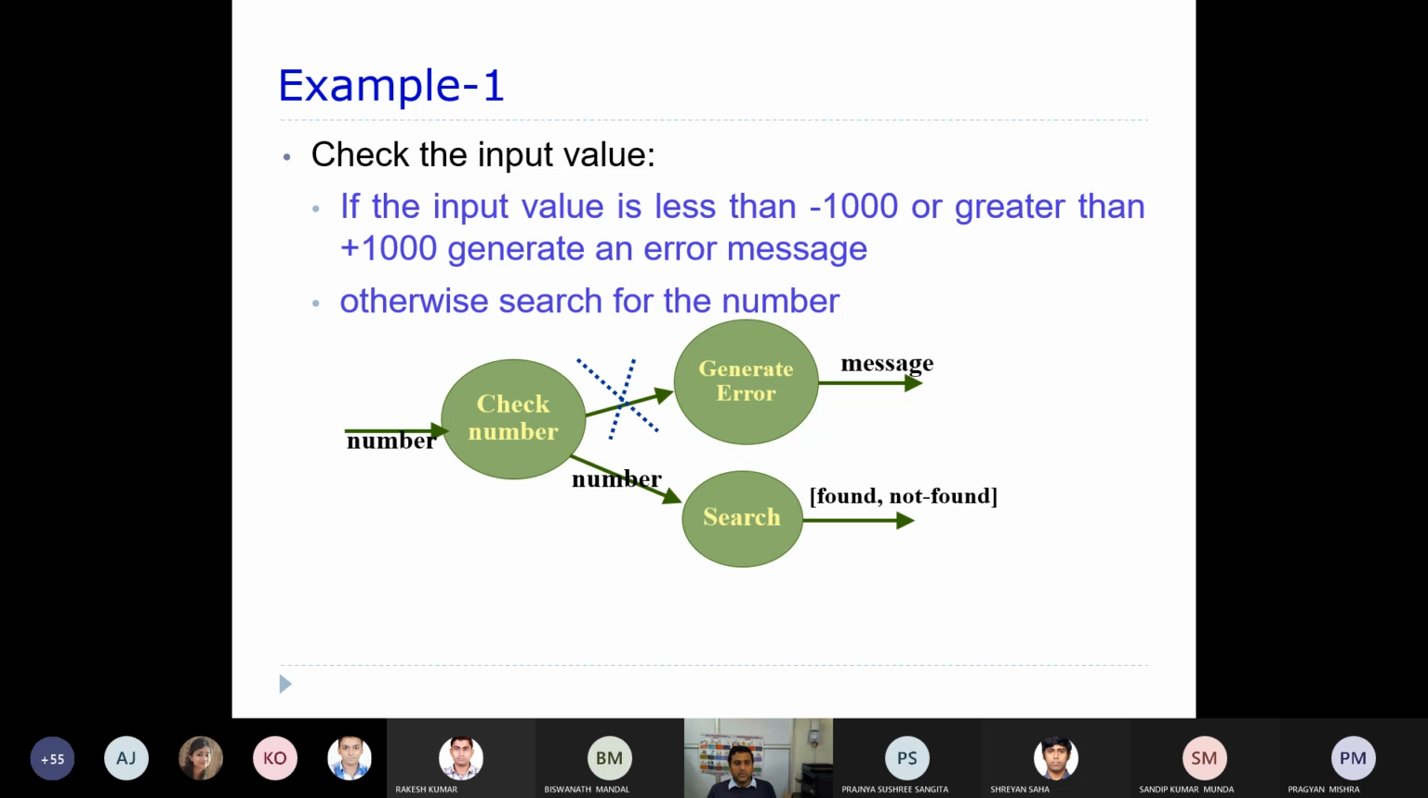Those things will not be represented in any DFD. That means here you are giving some sort of control information. If this number is not valid, maybe you are going to give some error message. Usually those things will be avoided in DFDs.